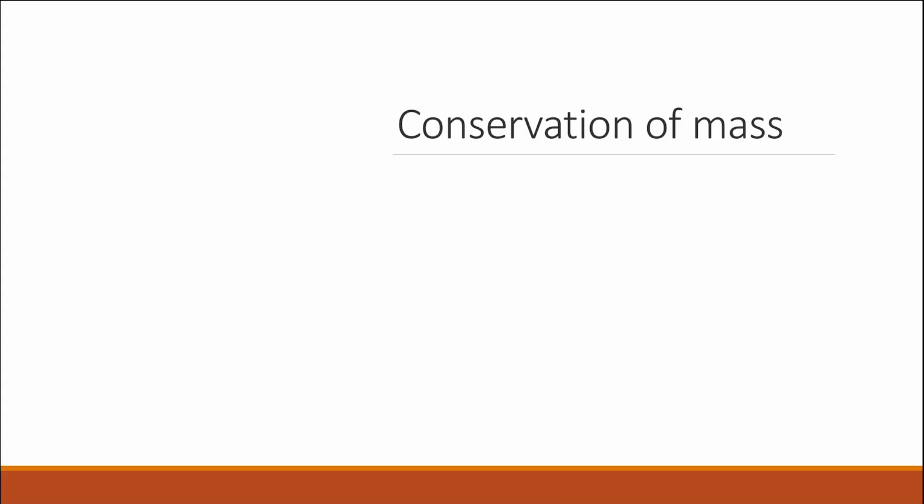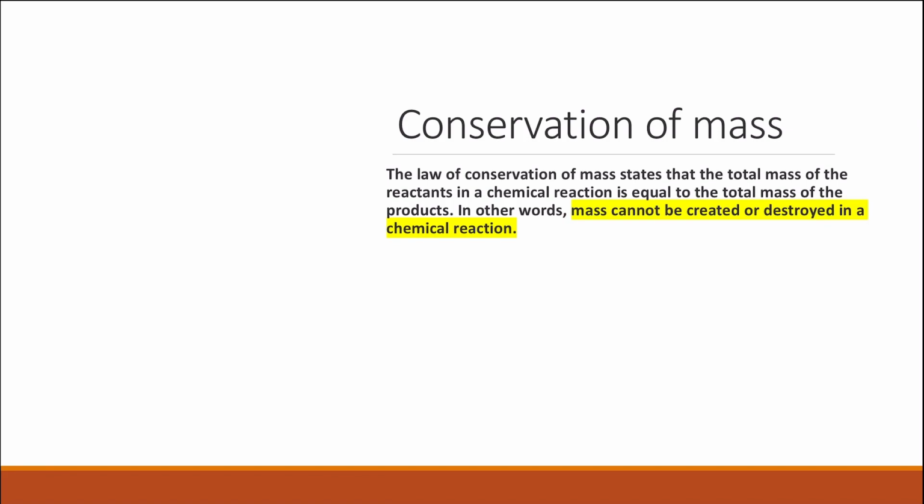So, what is conservation of mass? There is a law called the law of conservation of mass that states that the total mass of reactants in a chemical reaction is equal to the total mass of the products. In other words, mass cannot be created or destroyed in a reaction. That means there is no mass lost during a chemical reaction. Instead, atoms join in a different way to form products.